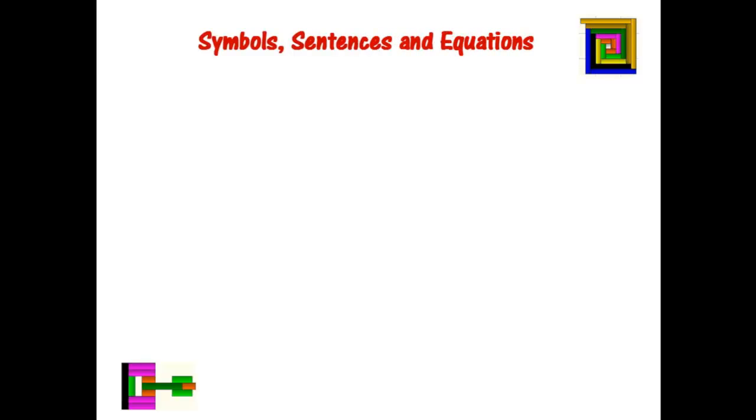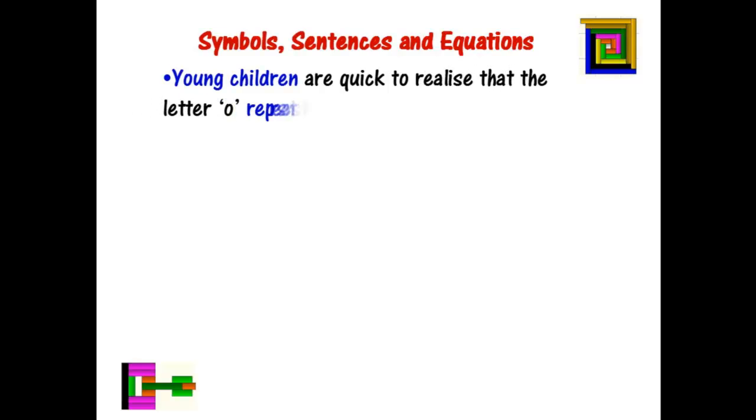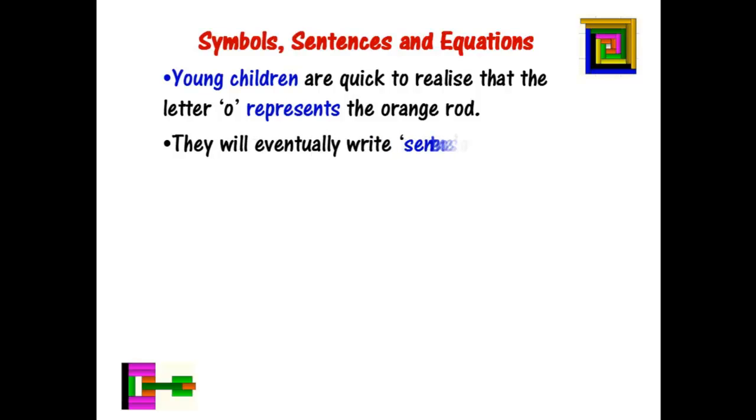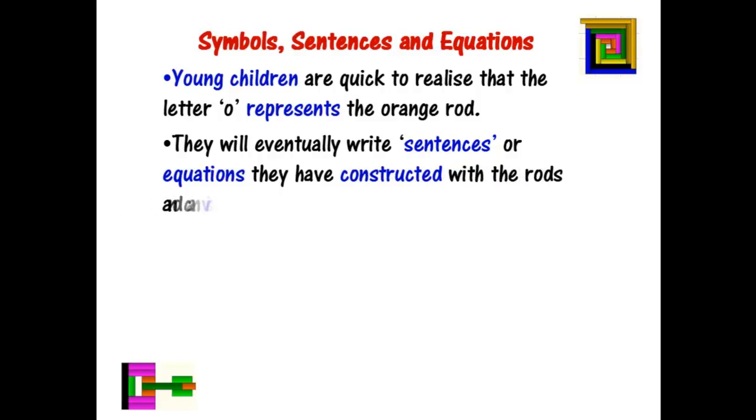Now let's take a look at symbols, sentences, and equations. Young children are quick to realize that the letter O represents the orange rod. They will eventually write sentences or equations they have constructed with the rods and can visualize in their minds. After all, that's all equations are, mathematical sentences.